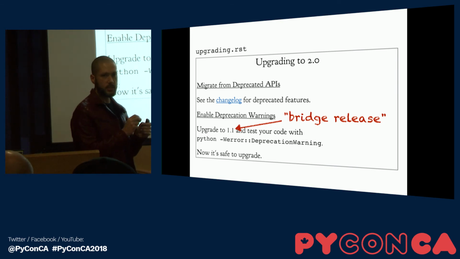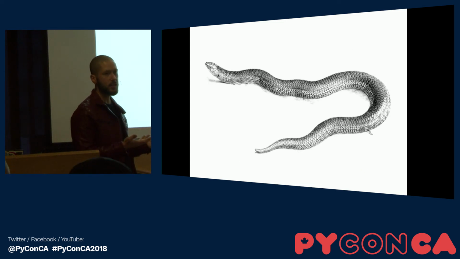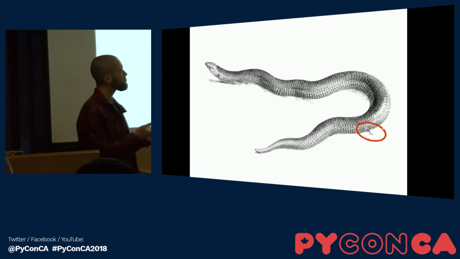The bridge release's job is to deprecate everything that will be deleted or changed so that users know that if they can pass all of their tests with this version, that means that they're safe from deprecations. It's kind of like if you're planning on deleting these legs, you need to give the creature a body that just barely has the legs still there.